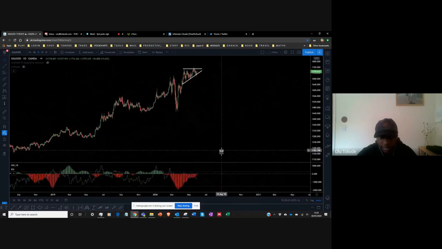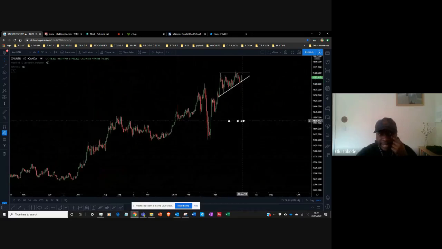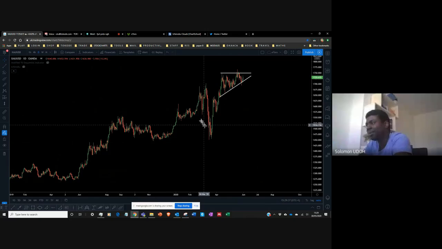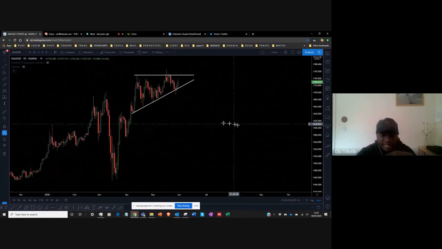Okay, I know what that is. So what that is saying is, if you see gold breaking out to the upside, very soon silver will follow, because they are correlated. If silver is breaking out, gold will follow.